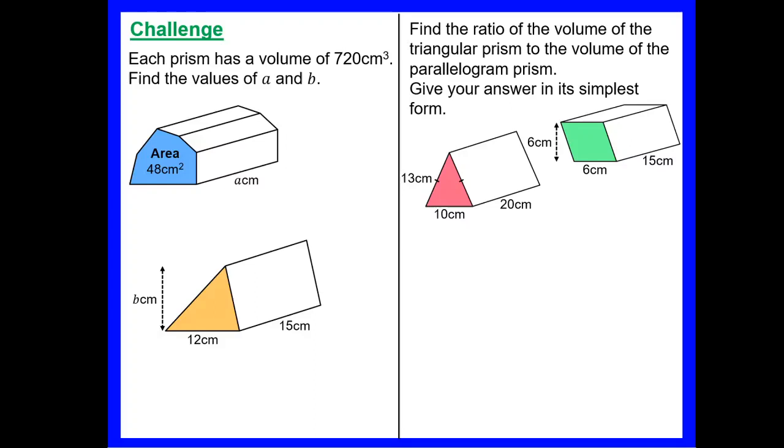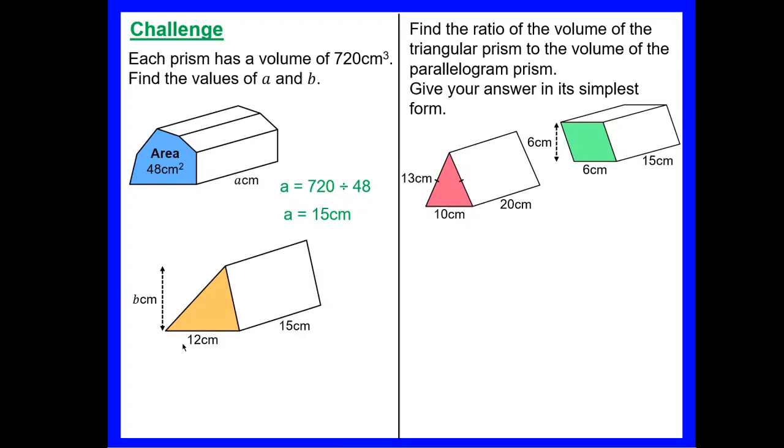So for our first one then, we're told each prism has a volume of 720 centimetres cubed, and we want to find the values of A and B. So for our first one then, we know area times length must equal 720. Okay, so we've got to do the opposite. So we take our 720 and we divide it by 48, and that will tell us the length of A. So just reversing the process will do the opposite for us. So A is 15 centimetres.